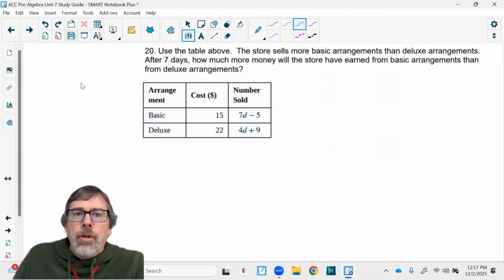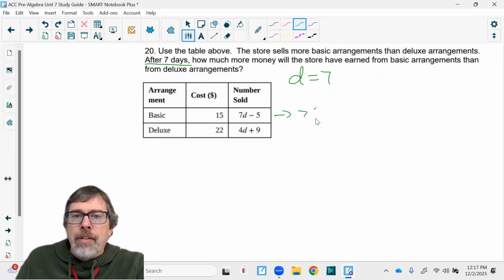Okay, so the store sells more basic arrangements than deluxe after 7 days. So we're going to let D equal 7. It says it right there. How much money will the store earn from a basic arrangement and from a deluxe arrangement? So I'll do this one first. It'd be 7 times 7 minus 5, which equals 49 minus 5, or 44 arrangements.